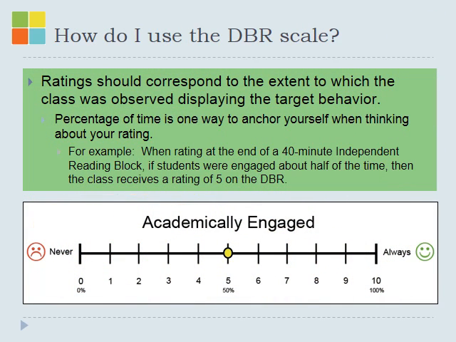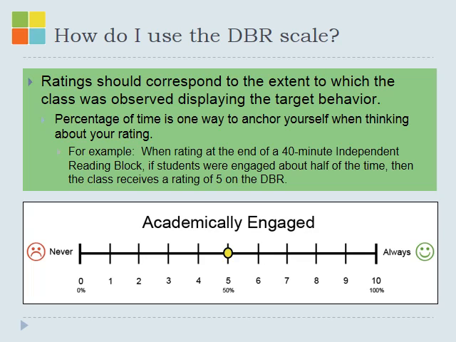So, the rating should correspond to the extent to which the class was observed displaying the target behavior. This is not about one child. This is about the entire class as a whole. So, if most of your class as a whole does really well, but you have a few kids that aren't participating, that doesn't mean that half the class is not engaged. Just pull it down accordingly.